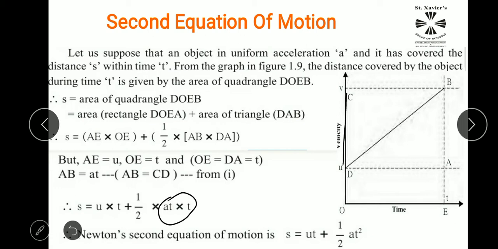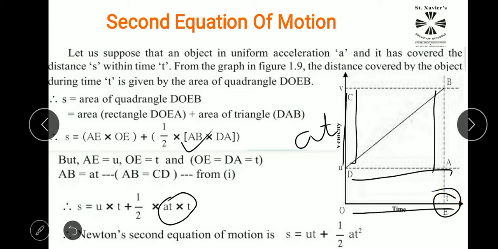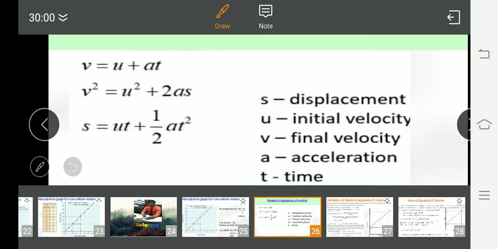I'll repeat again here, students. AB is nothing but CD, which is equal to 80. We have already calculated it, so I'll put the AB value as 80. DA is nothing but OE, and OE is nothing but T, so we'll get it equal to T. So when you put the value, you get S is equal to UT plus half into 80 into T, 80 square. S is equal to UT plus half 80 square. So this is our second equation of motion. See here, students, S is equal to UT plus half 80 square.